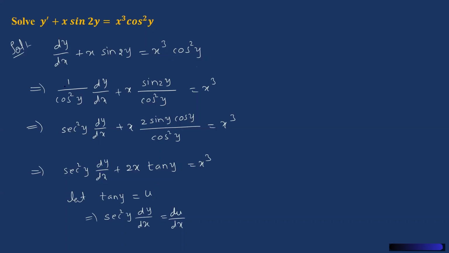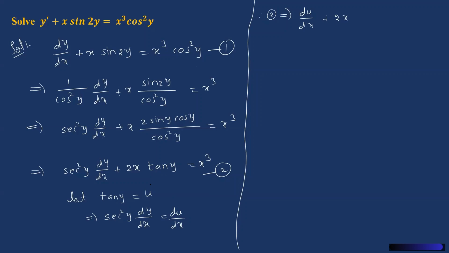Now see, the same thing is there here in this secant square y. Let me just give some numbers. This is equation 1 and let me take this as equation number 2. If you look at equation 2, the same term is available in the first term here. So now I can replace all this by simply what you call du by dx. Right? I'm just writing here. And then therefore equation 2 implies, see what happens. Now in place of this secant square y dy by dx, I'm writing it as du by dx plus 2x into, in place of tan y, we can write it as u is equals to x cube.